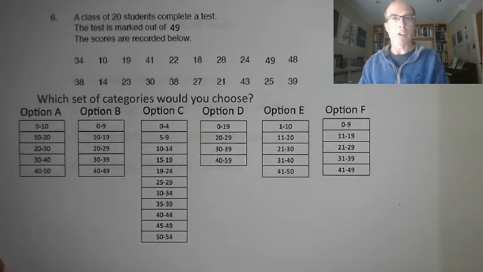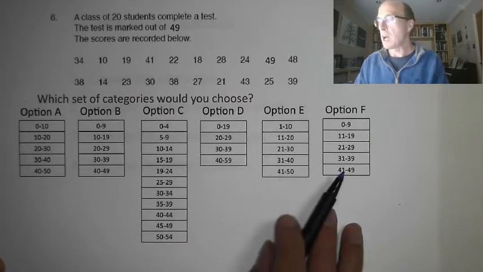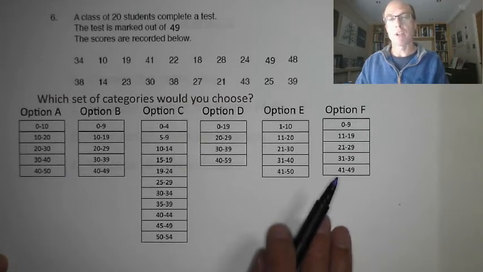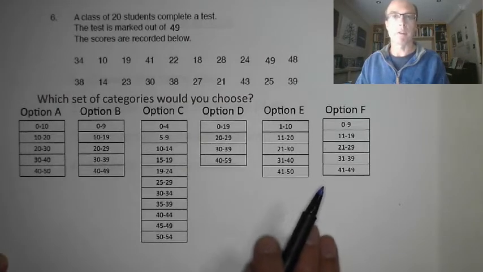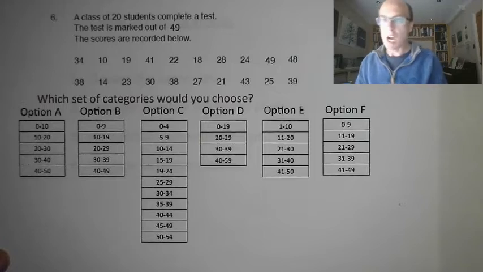Okay, you should have come up with one of these 6 options. If you haven't done that, pause the video, have a think through, work out why you picked one, why you got rid of the other 5. Okay, so I'm assuming you've done that now. Right, I'm going to talk through why I'm going to get rid of some of these.